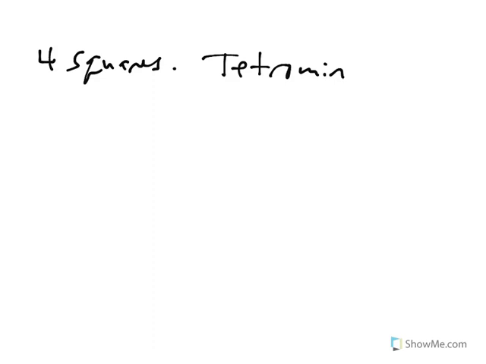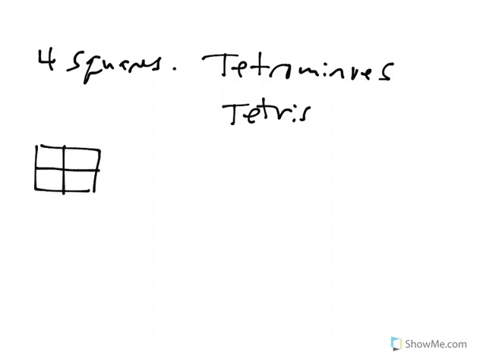When you go to 4 squares, they're called tetrominoes, and the game Tetris is based on these, because if you look in Tetris, the pieces are all tetrominoes.